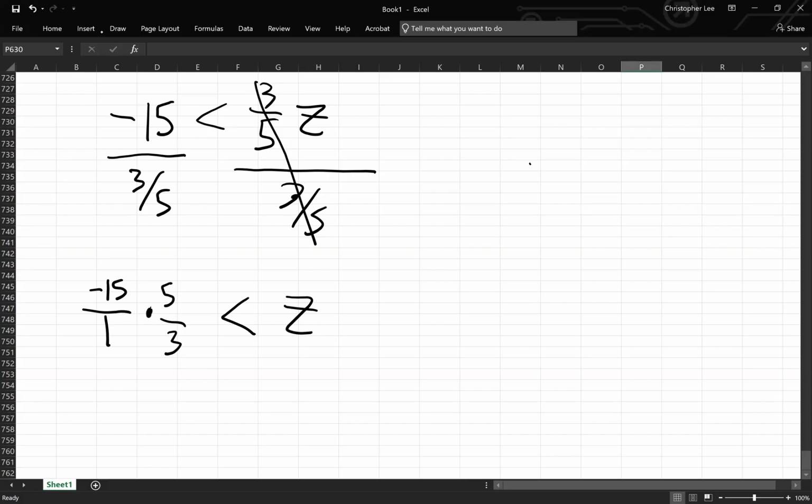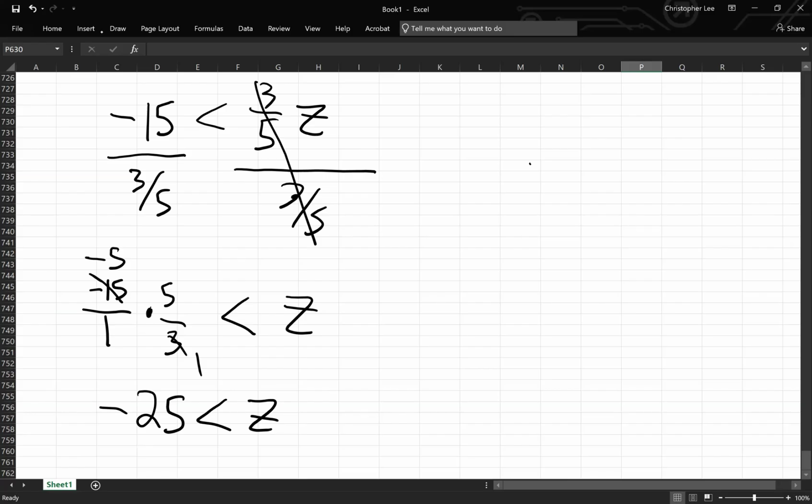After this, just simplify it, you know? Remember how we multiply fractions first? We simplify the top and bottom or left and right diagonal, right? So 3 goes into 3 once, 3 goes into -15, -5 times, right? Now, -5 times 5 is what? What's that? Right? -25. So I have -25 is less than z.